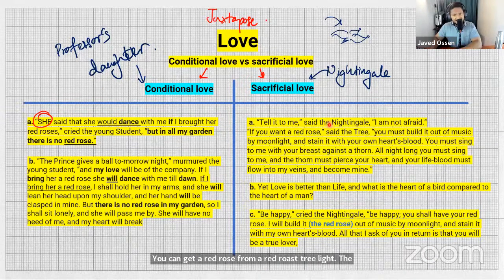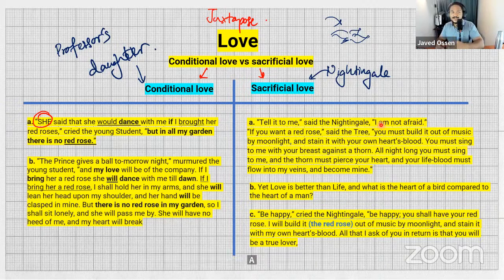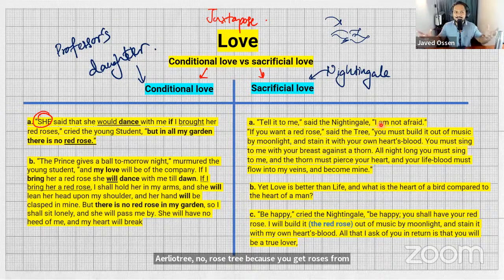Tell it to me, said the nightingale. I am not afraid. If you want a red rose, said the tree. What tree is this tree? Rose tree, because you get roses from rose trees, right? See, Javed, sir, teaching you science also. From what trees can you get roses? From rose trees. Isn't that awesome?